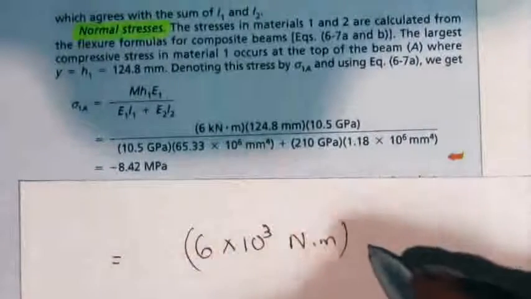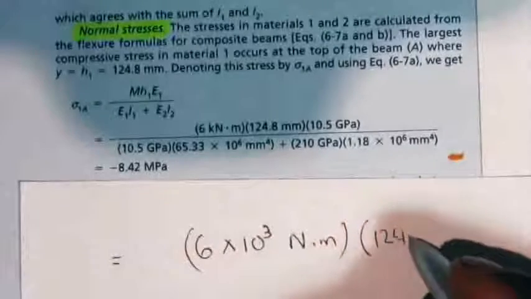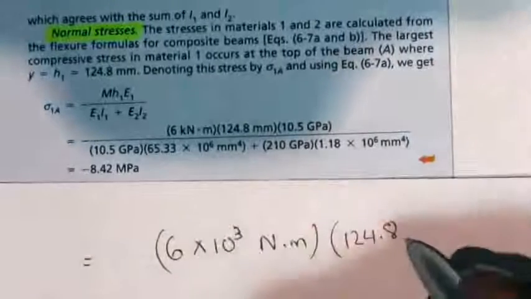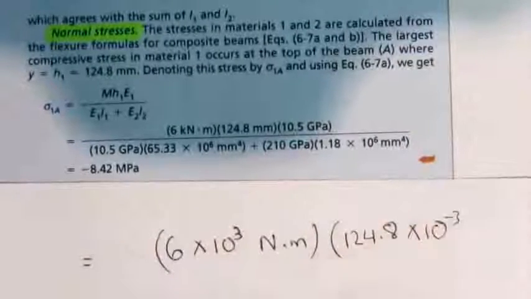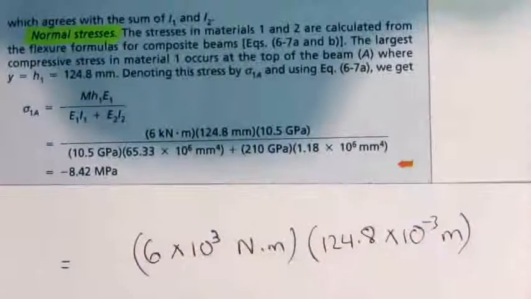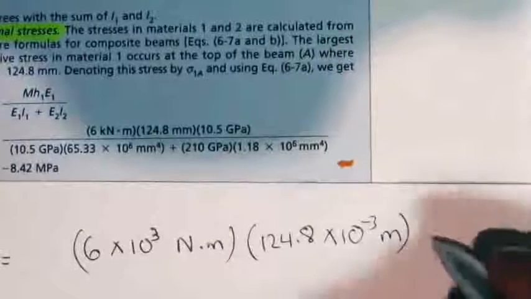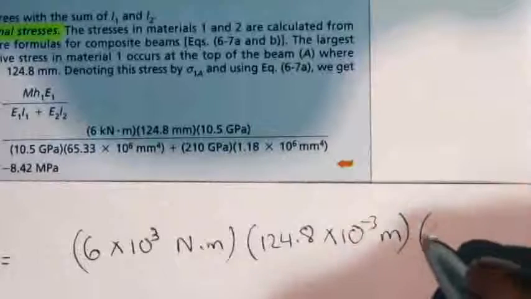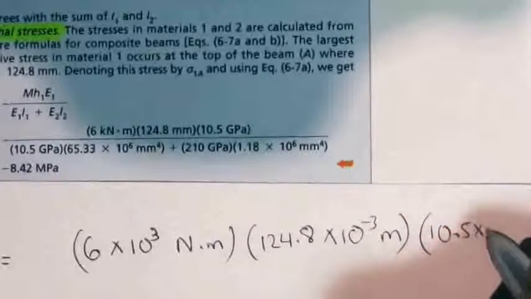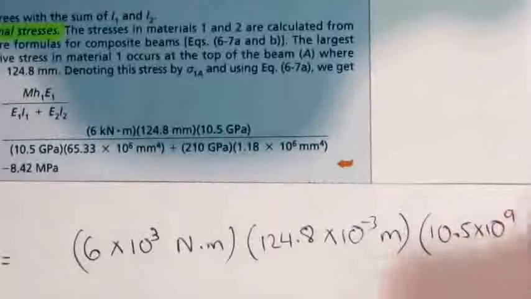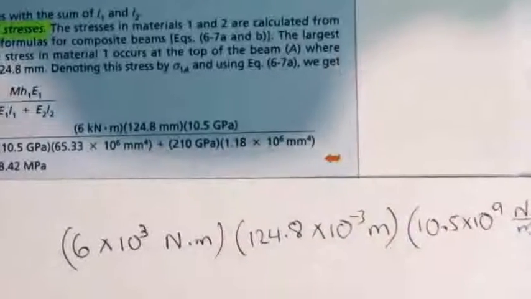And this is multiplied by 124.8. It's millimeters. I'm going to change it to meters by dividing it by 1,000. This is the same thing as dividing it by 1,000, and I can put meters there, and multiplied by 10.5. 10.5 gigapascals is the same thing as 10.5 times 10 to the 9 Newton per meter squared, which is Pascal.